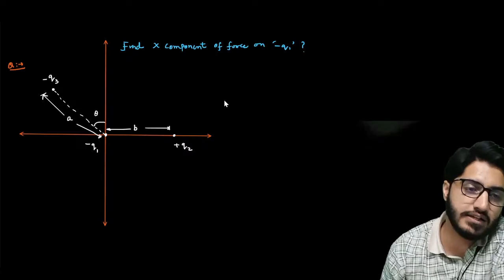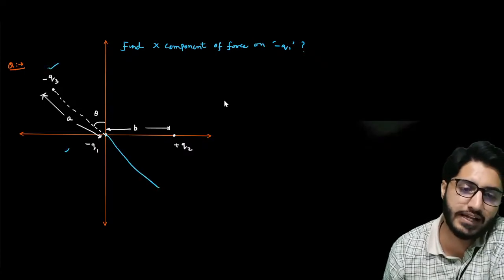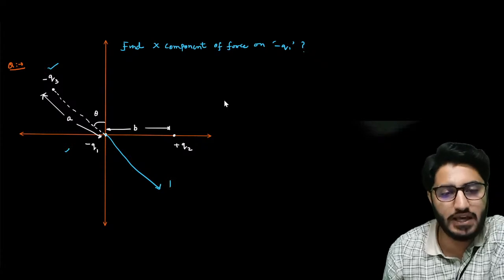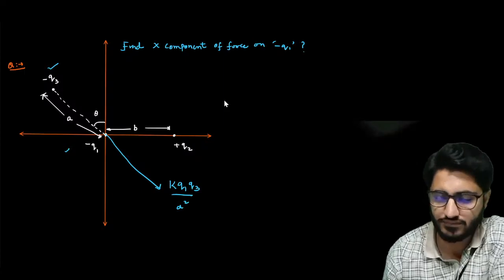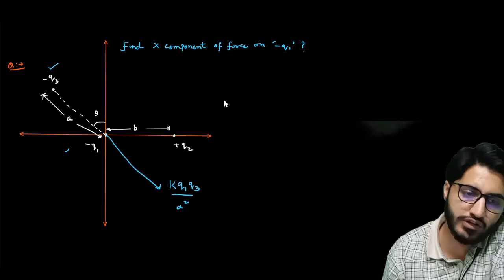Look, this is minus Q. This one is also minus. Minus means repulsion, so the force will be like this. It would be K Q1 Q3 whole divided by A square. If this one is theta, then this one will also be theta.